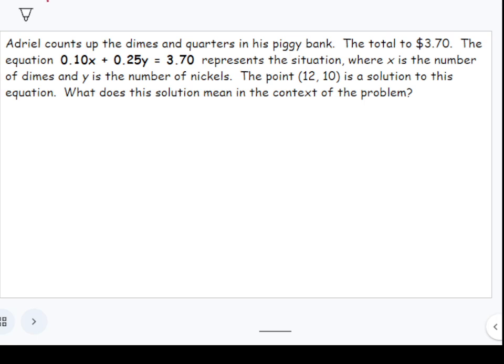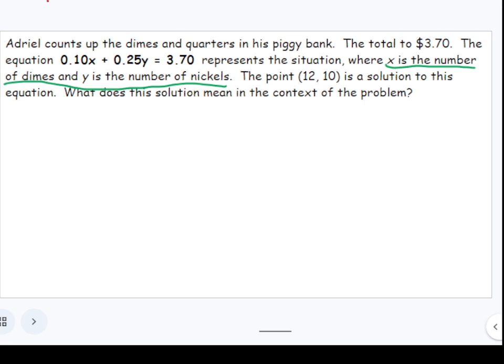So in problems like this, we're going to be given our equation typically, and we're going to be given a solution to interpret. So in this problem, we have Adriel, who counts up the dimes and quarters in his piggy bank, which totals to $3.70. Not very exciting, but it's some money. The equation 0.10x plus 0.25y equals 370 represents the situation, where x is the number of dimes and y is the number of nickels. Now that's going to be really important. X is the number of dimes, and y is the number of nickels.